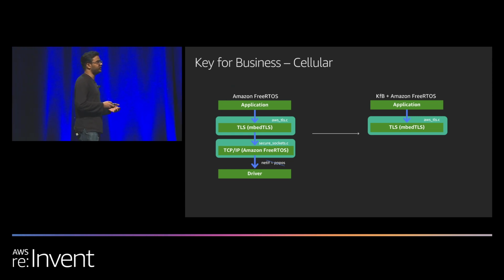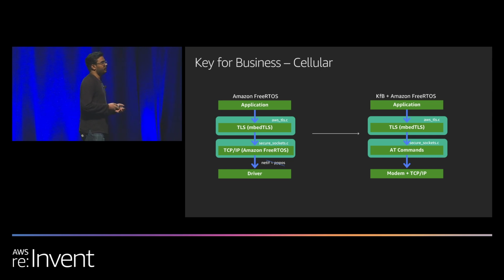But in the secure sockets layer, we changed the functions to remove the TCP/IP stack functions for FreeRTOS and instead put the corresponding AT commands in the secure sockets functions. And then that would basically send all the data to the modem using a USB or a UART driver. And we replaced the TCP/IP stack from Amazon FreeRTOS, but we use the TCP/IP stack of the modem.